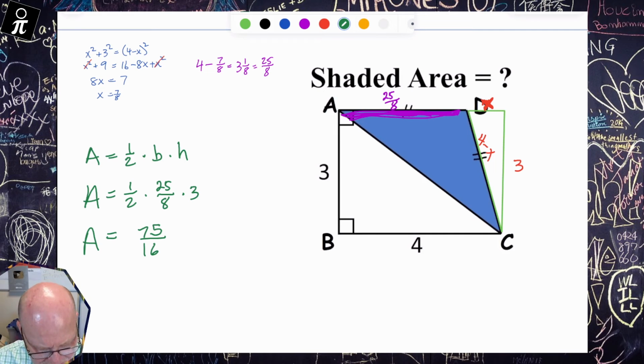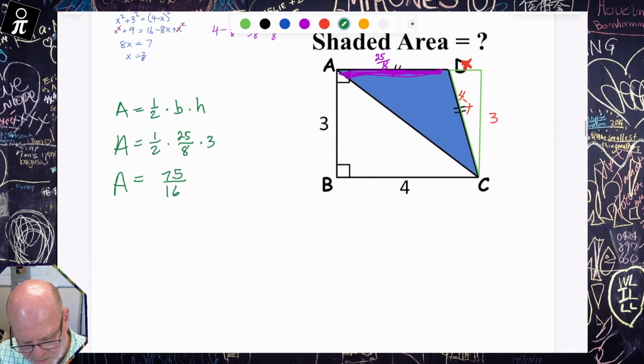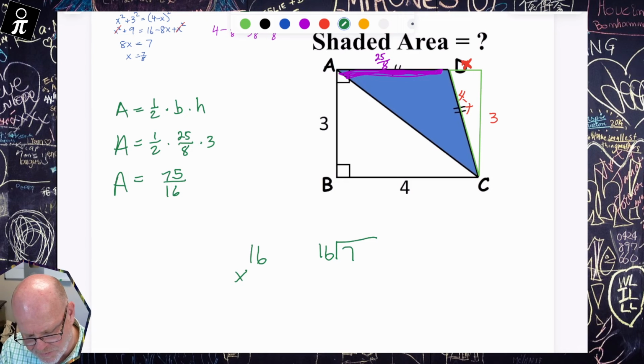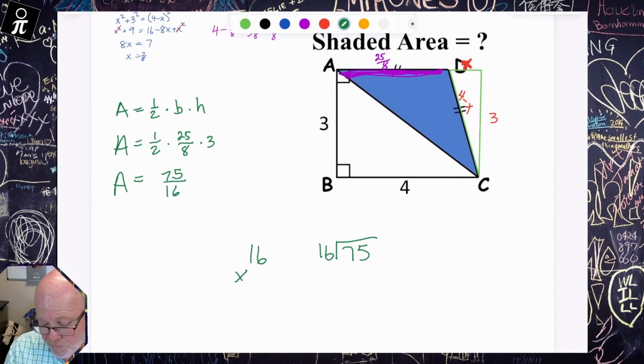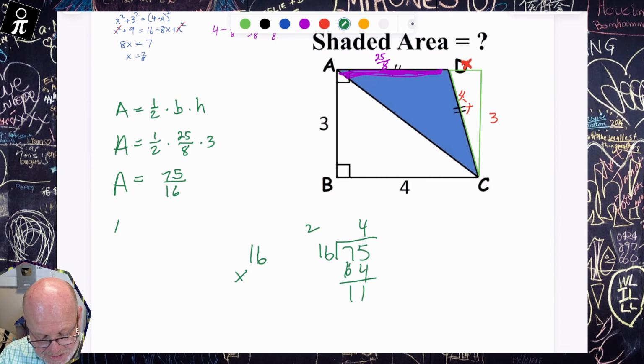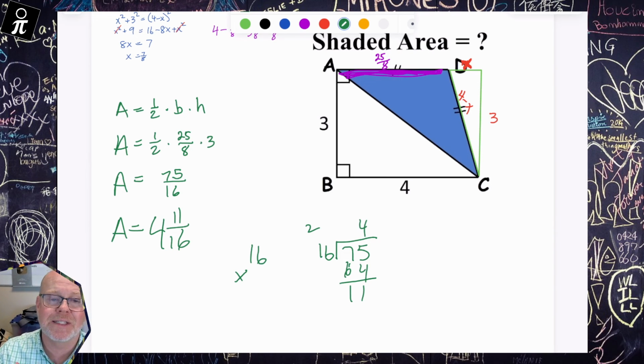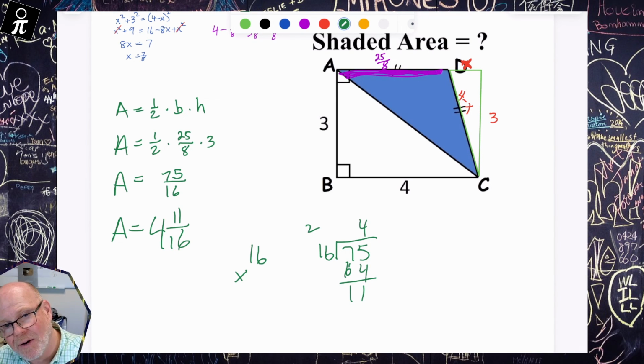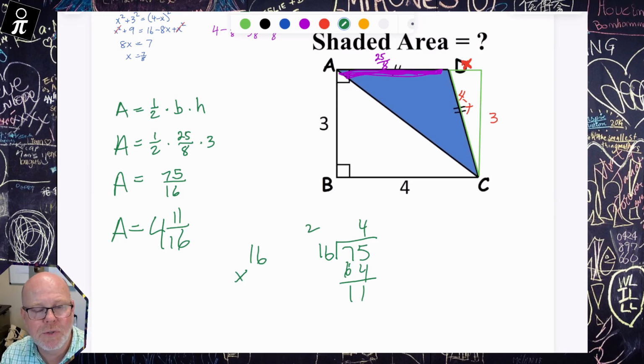I don't know what 75/16 is as a mixed number. Let's see, 16 goes into 75, 4 times is 64, 5 times is too much. So it's going to be 4 11/16. So our answer is 4 11/16 is the area of that blue triangle.